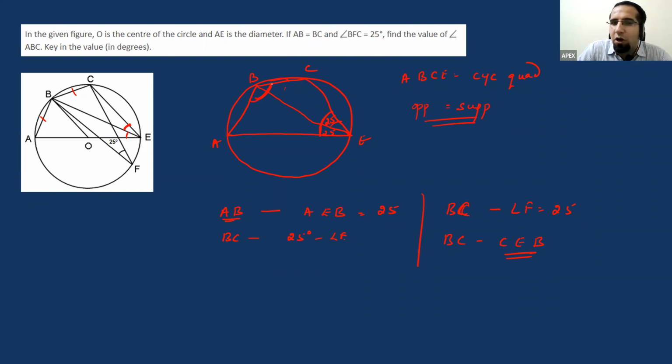I know I want the value of angle ABC. In a cyclic quadrilateral, opposite angles are supplementary, and therefore this angle becomes 130 because 180 minus 50 will be equal to 130. So if you are sure of the properties of circles, enter this question, else you can always leave this question. Okay, guys?